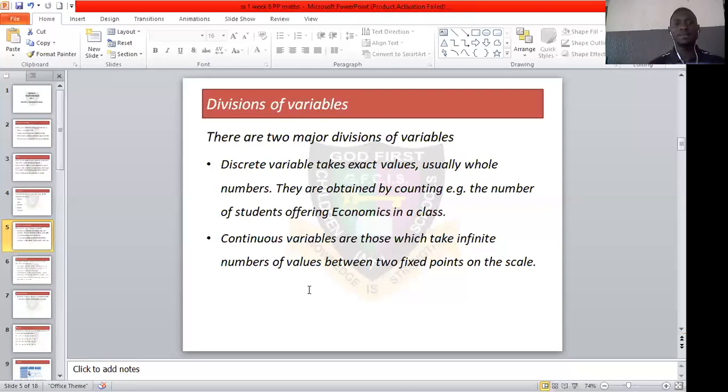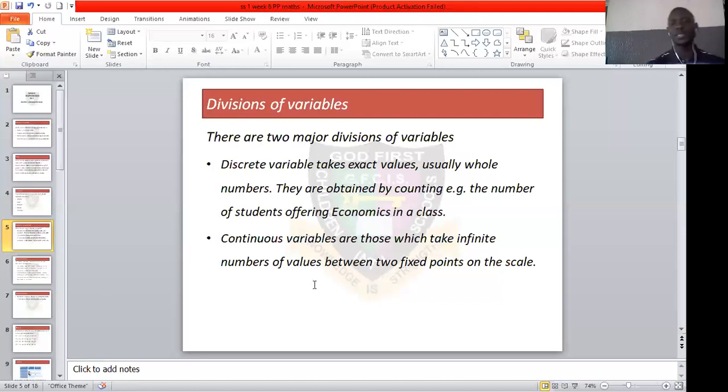So the difference between the continuous and discrete variable is this: the discrete variable takes the exact value, usually whole numbers. They are obtained by counting, for example, the number of students offering economics. It's not the number of students offering economics and biology together, or the number of students offering economics, biology, and mathematics. No. While continuous variables are those that take infinite numbers of values between two fixed points on the scale. That is the lowest to the highest. If I'm taking a range of 10 to 13 ages in a class, the lowest fixed point is 10, and the highest fixed point is 13. That's why they said between two fixed points on the scale.